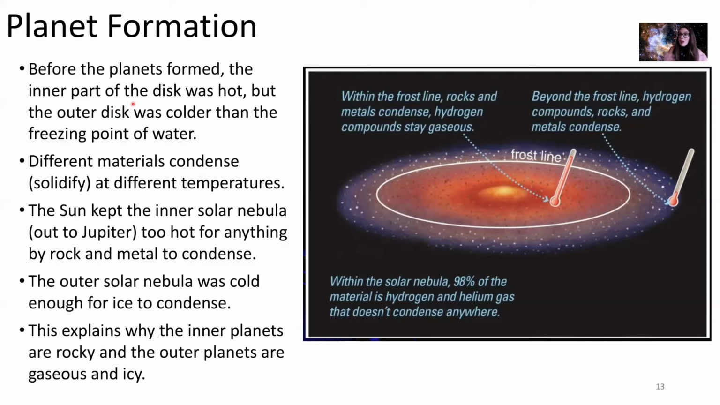So the inner disk, all the material closer to the sun, is going to be a little bit hotter. All the material further away from the sun is going to be a little bit colder. Now, different materials condense at different temperatures. When something condenses, that means it becomes a solid. So for instance, water in its condensed form is ice. The sun kept our inner disk really, really warm. Too hot for anything except for rock and metal to condense.